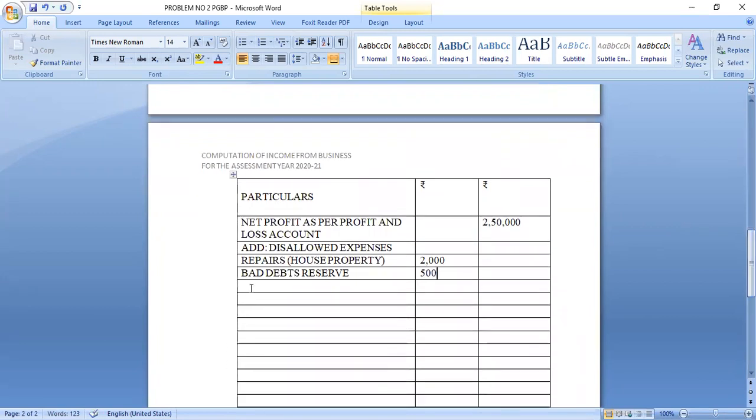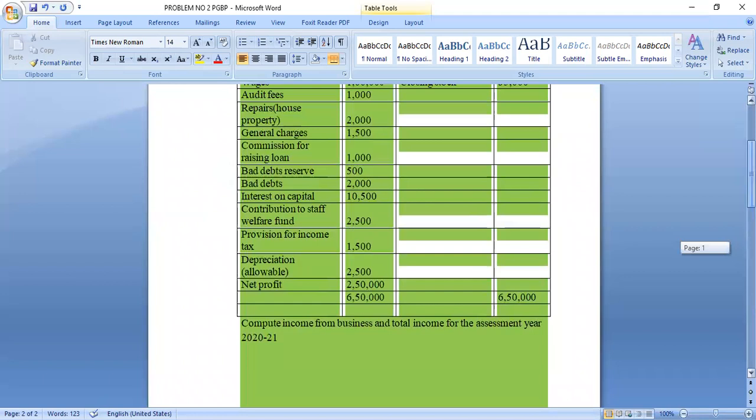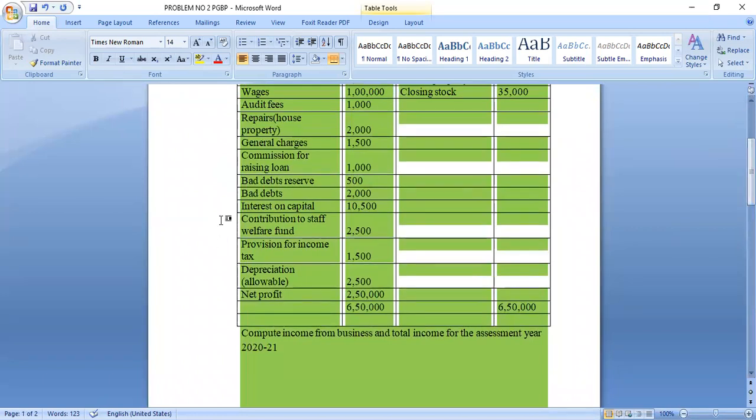Next, bad debts, actual loss, that is allowed because you have to incur some bad debts in business. If it is a reserve or provision, then you cannot allow it.